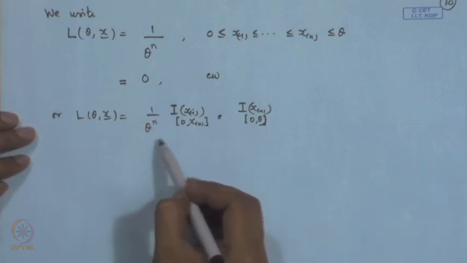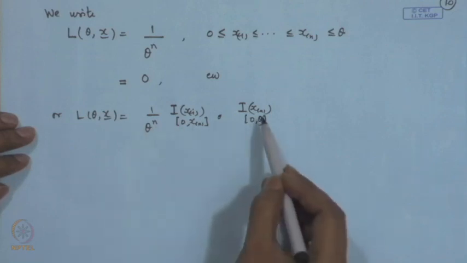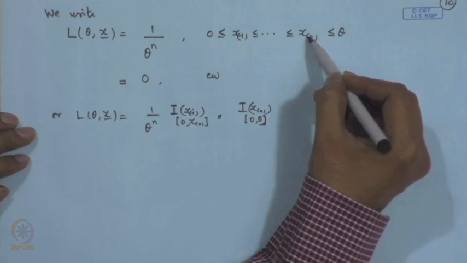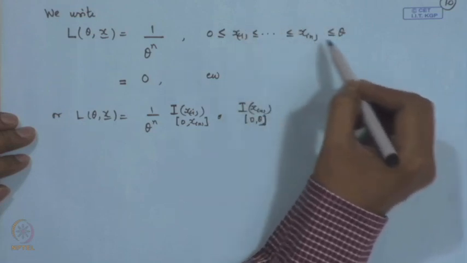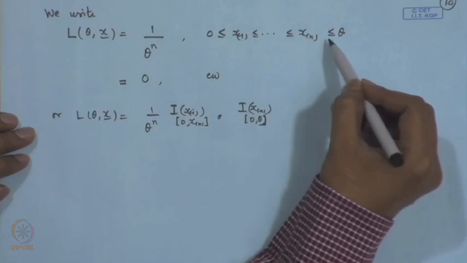Now, if you look at the maximization of this with respect to theta, the theta is occurring in the denominator. So, what is the minimum value of theta? The minimum possible value of theta is x n. Theta cannot be below x n because of the observations, each of the observations lies between 0 to theta.